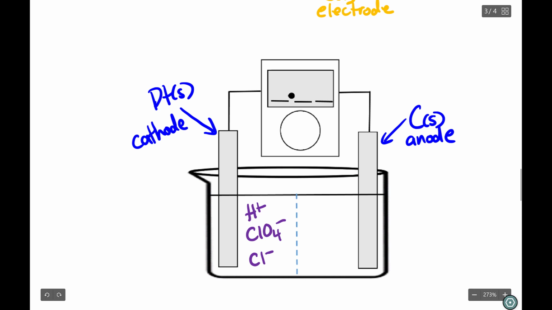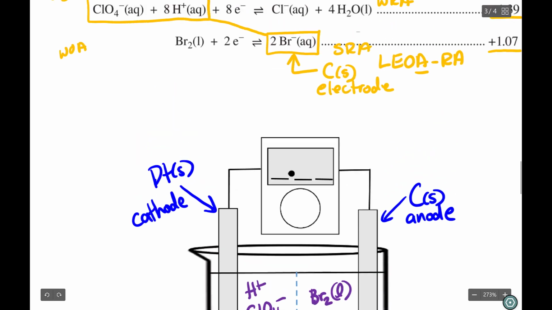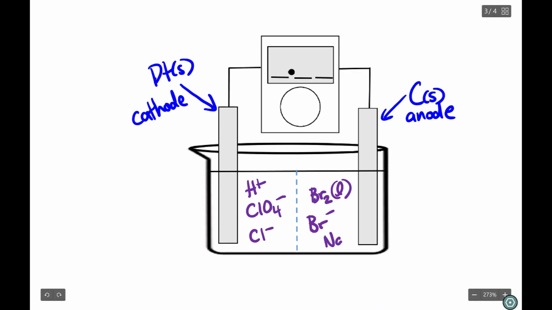And I'm going to have on this side bromine liquid. It would probably sink to the bottom, I'm not 100% sure. Bromide ion. And I'm going to use sodium as my cation. I'm going to say sodium bromide was dissolved. This could be potassium bromide or anything that is soluble. Now that we have the basic structure together, we can do all of our flows.